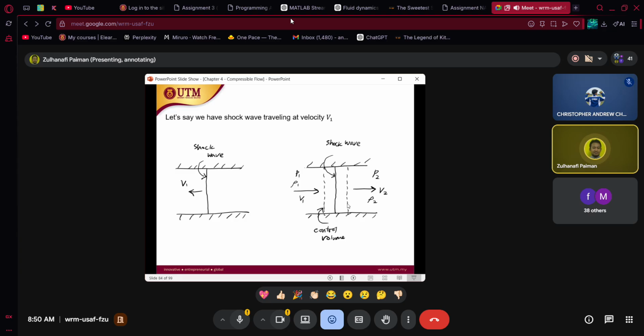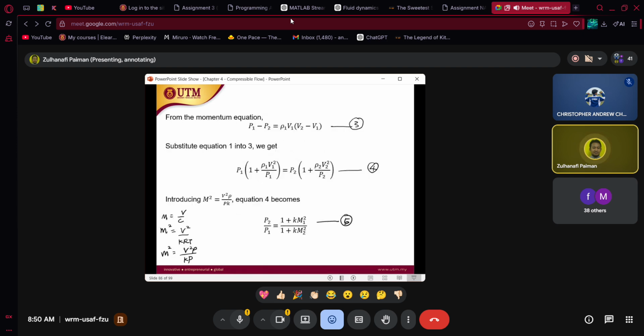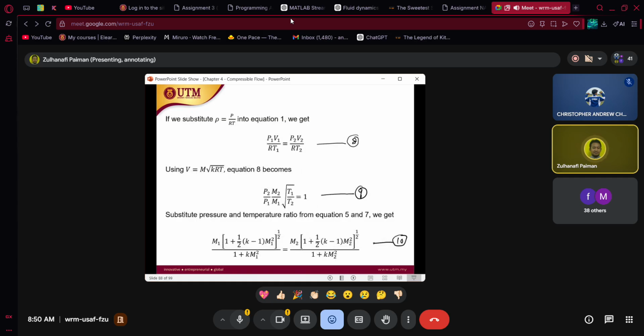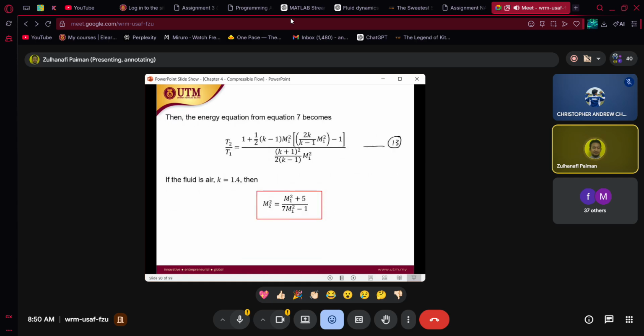So what we are going to do is determine what the flow properties are before the shock wave and after the shock wave. And these are the derivations. I think you can read them on your own. From the continuity equation, we assume there is no work done, no heat transfer, and so on. And at the end, what we get are the relationships between the flow properties after the shock wave and before the shock wave.